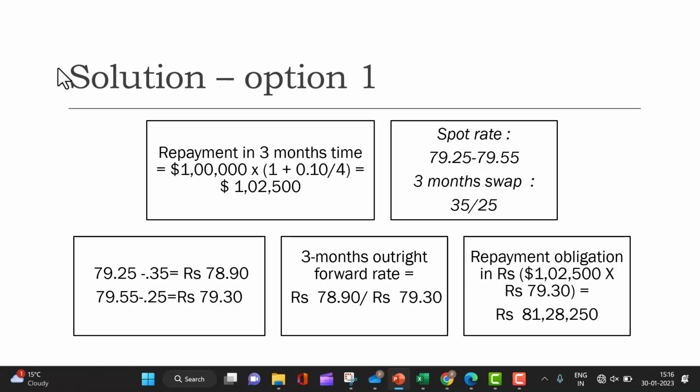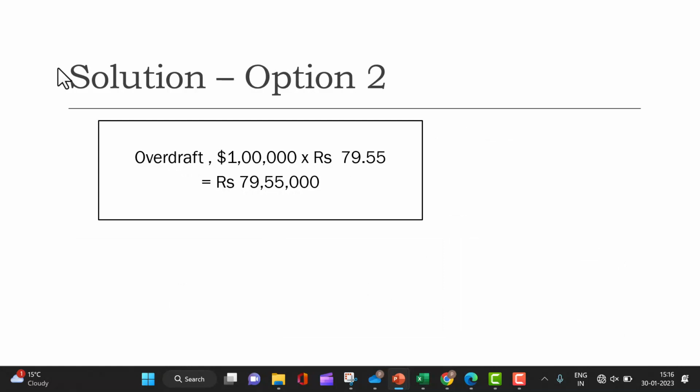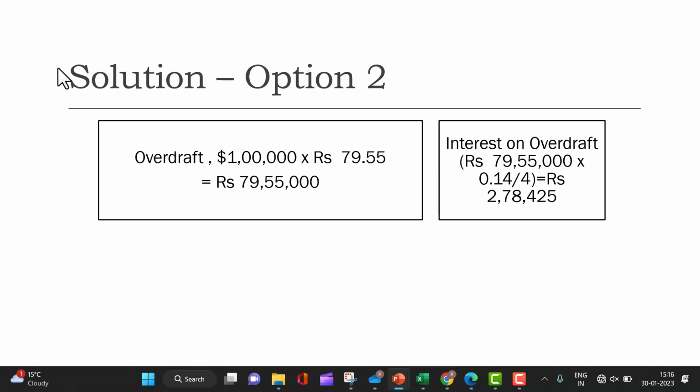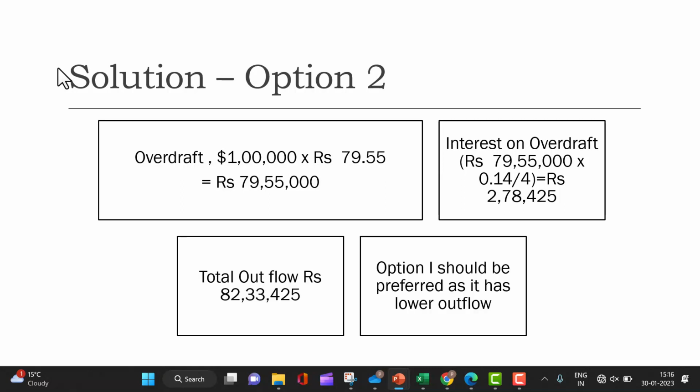Is this clear? ये समझ में आ गया गुरलीन? अच्छा, अब इसको कंपेयर करेंगे जब वो ओवरड्राफ्ट लेता है. अब ओवरड्राफ्ट लेता है तो वो स्पॉट रेट के हिसाब से लेता है और उसको 14% रेट देना पड़ता है. तो टोटल आउटफ्लो इज दिस. ओके. So option number 1 is preferred because the total outflow in here is this much.